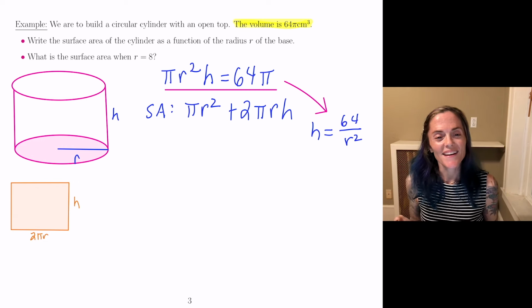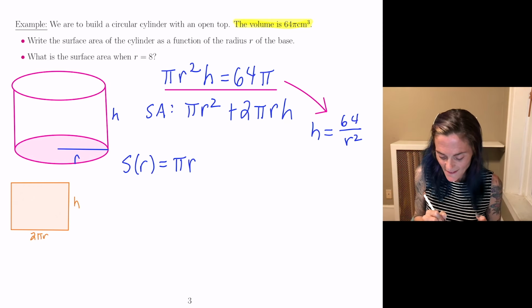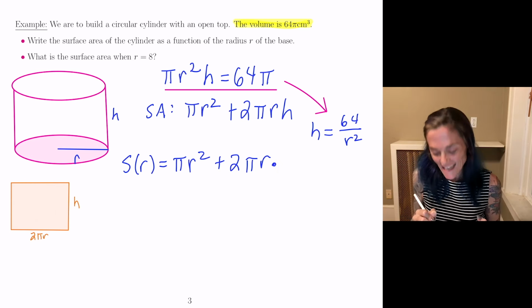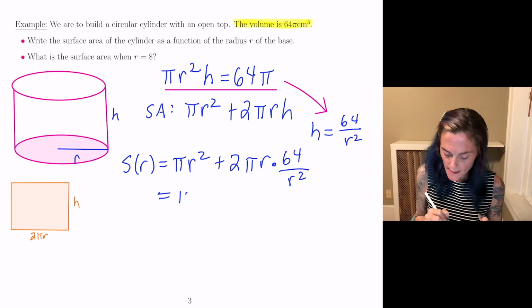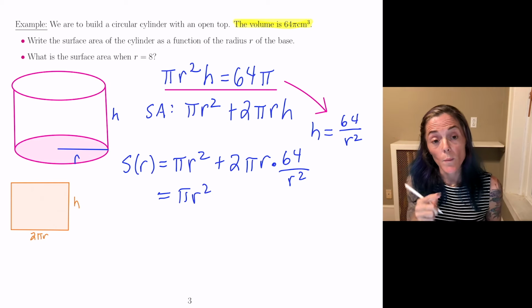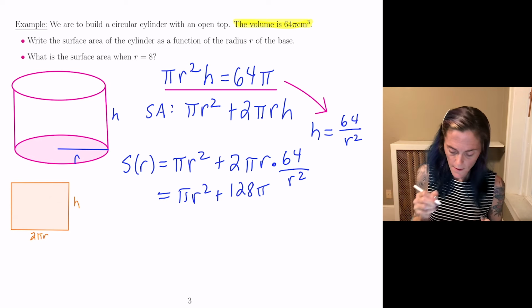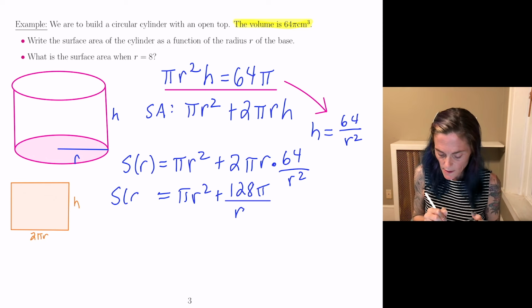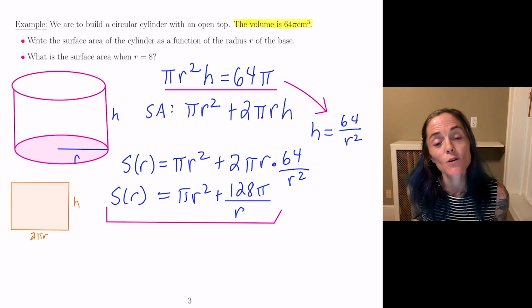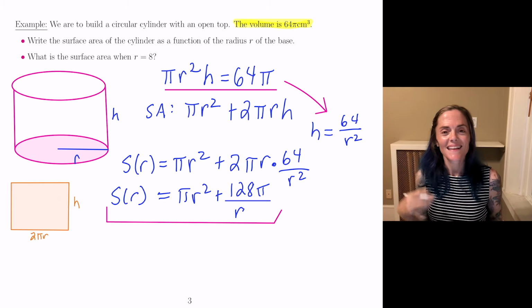Now we can write our surface area as a function of r. We have S of r equals pi r squared plus 2 pi r times 64 over r squared. And I can simplify this just slightly, especially because I will be evaluating. We get 128 pi divided by r. So this is the answer to the first part. So what we have done so far was on a recent final exam in Math 1341, Science and Engineering.